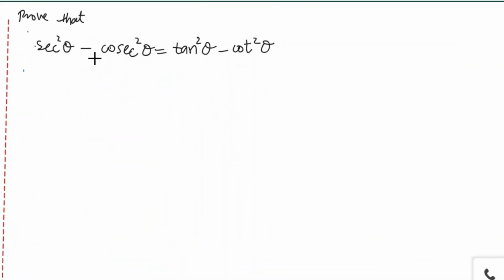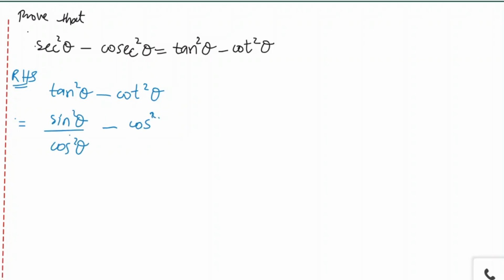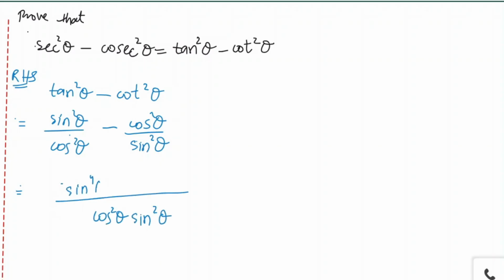Now there is another question which we need to prove. If you notice, the right hand side is in the form of tan square and cot square, which can be easily converted into sine and cos, and then we simply convert them into secant and cosecant. So tan square minus cot square, we take the right hand side and we write it as sine square over cos square minus cos square over sine square. And then simply take the LCM, and after taking the LCM we have the numerator as sine 4 theta minus cos 4 theta.